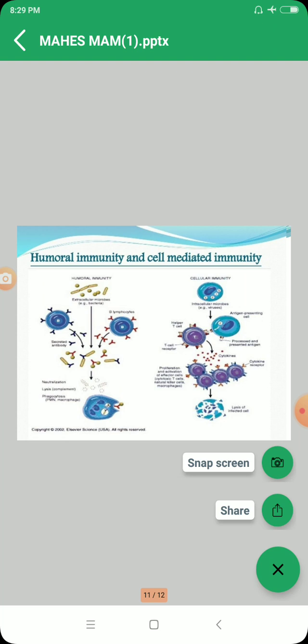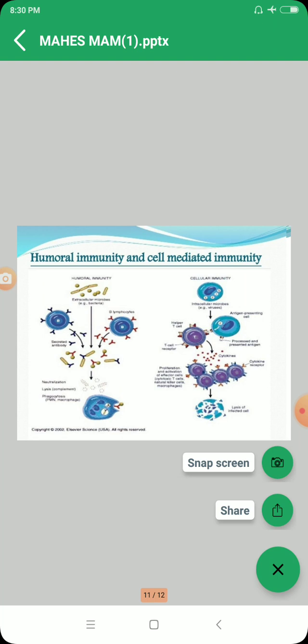Then passive immunity: the passive transfer of antibodies from an immunized donor to a non-immunized recipient is known as passive immunity. Natural passive immunity occurs when antibodies are transferred from the donor to the recipient in a natural manner, for example, the antibodies from the mother to the fetus through the placenta. Then artificial passive immunity is the transfer of antibodies or sensitized lymphocytes from an immunized donor to a non-immunized recipient artificially, for example, antibodies produced in horse serum and in genetically modified organisms.